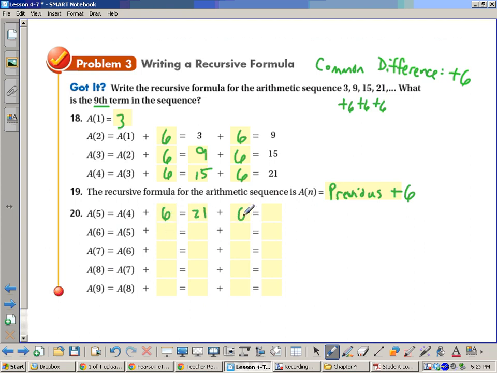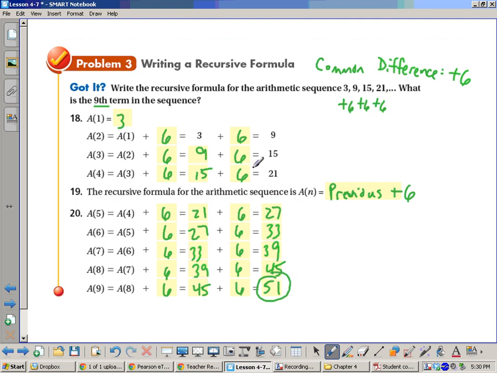So we're going to continue this pattern out, adding 6 to the fourth term. So 21 plus 6 will be 27. And then we're going to try to find the next term. So I'm just going to fill these in. We know we're adding 6 each time, but it's always taking the previous and adding 6. So we get 33. And then we're going to take 33 plus 6, which is 39. And then 39 plus 6, which is 45. And then 45 plus 6, which is going to be 51. So 51 will be the 9th term in our sequence.